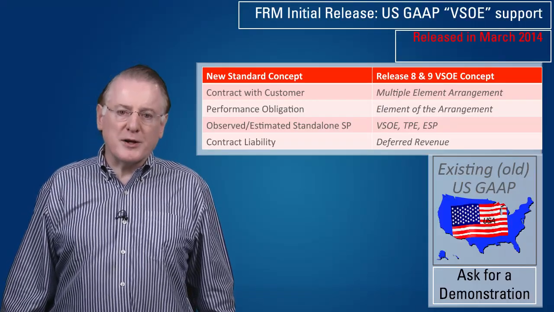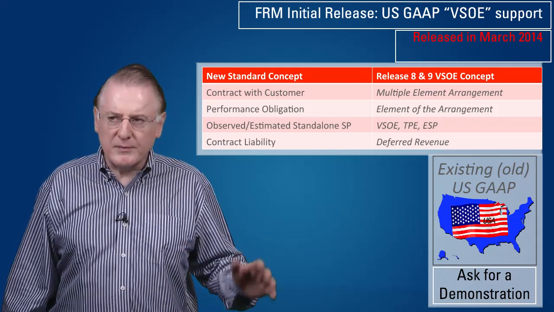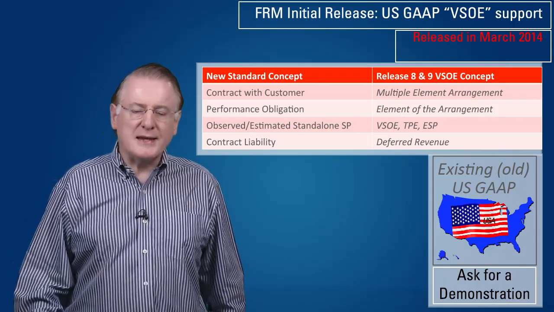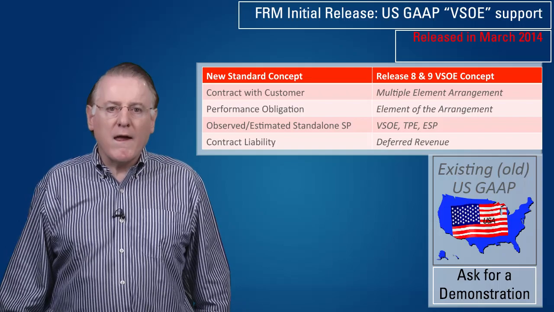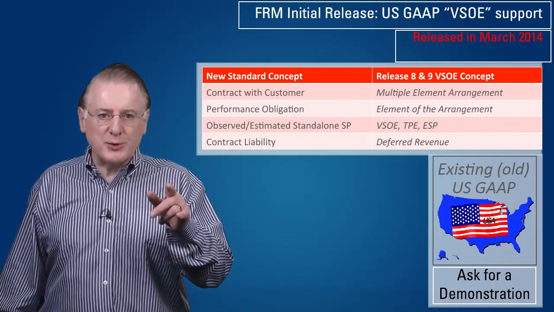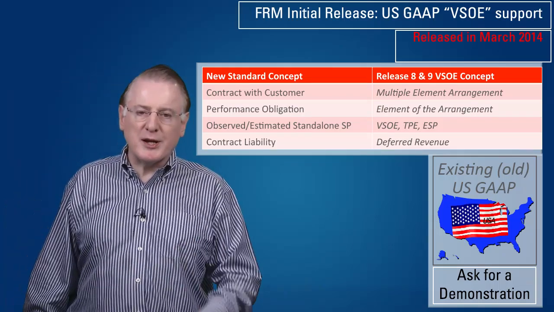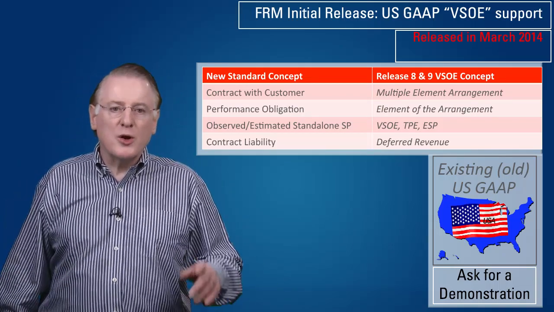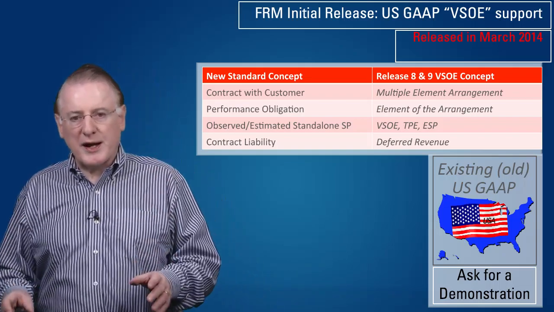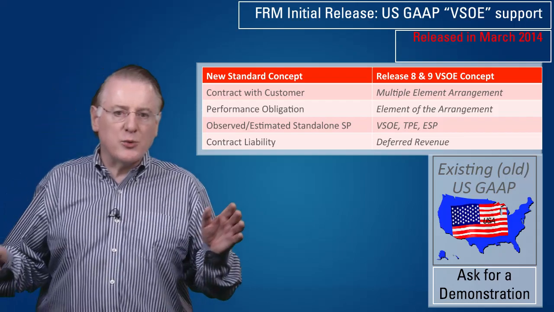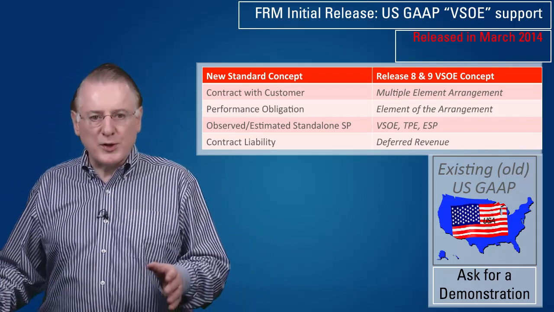So we've released the product already, as I mentioned earlier. We released it in March on, I forget what release it was. It was on 8 and now it's on 9. 9 came up in October, the month just finishing. What we did was we replaced contract with customer with multiple elements for the Americans. We replaced performance obligation with the elements of an arrangement. We replaced observed and estimated standalone prices with VSOE, with third-party evidence price, which is illegal now, and with ESPs and residuals. We replaced contract liability with deferred revenue.